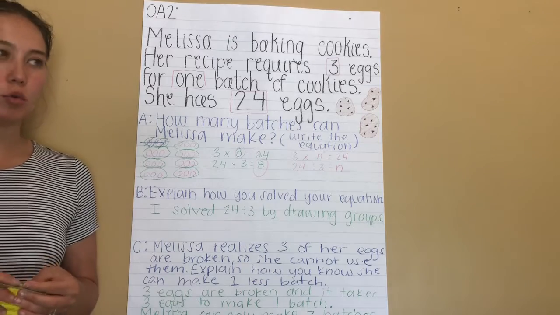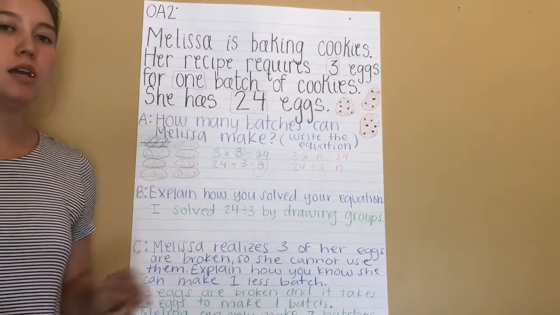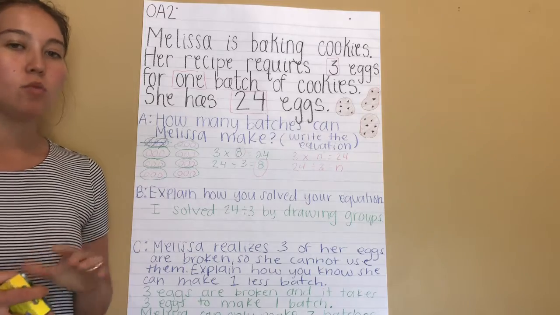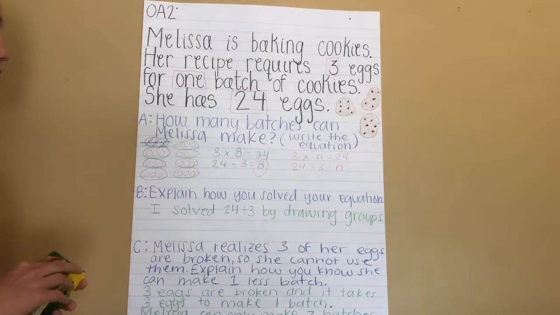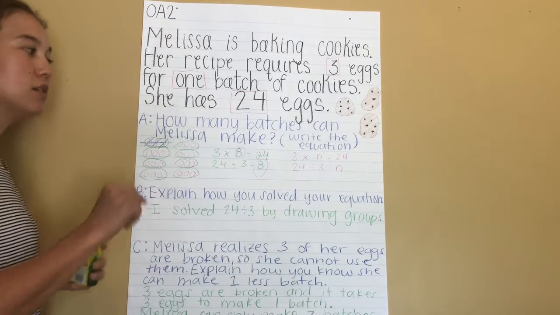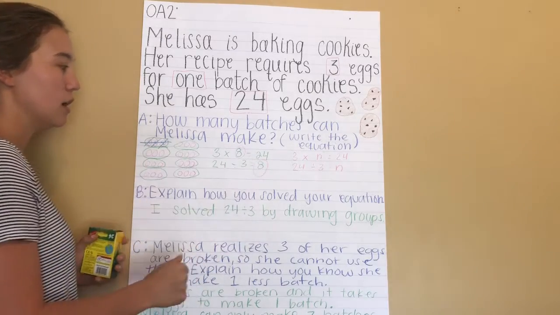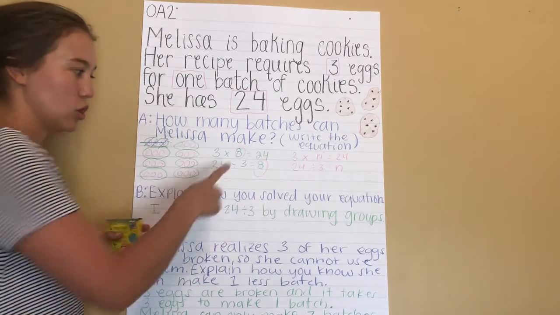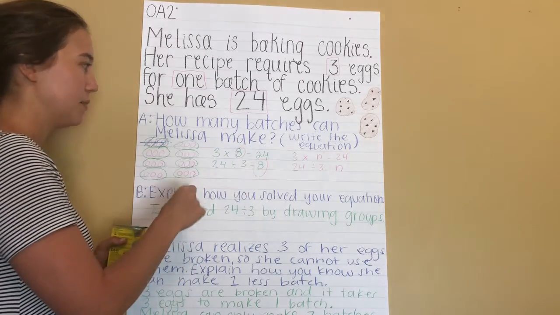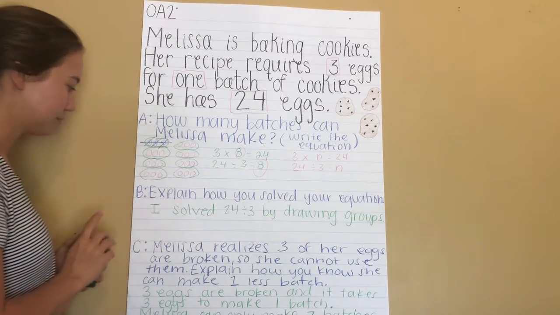So today when we did this problem, we used division. We took a group of 24 eggs and we divided it into groups of 3 to understand how many batches of cookies Melissa would be able to make. When doing this problem, it was really important that we answered each question fully. So it asked me to write the equation, so I made sure that the whole equation was written out in my answer. It also wanted to know the answer, so not only did I write it, but I also circled it to identify that that was my answer. Melissa can make 8 batches, and I could write that out in words also.